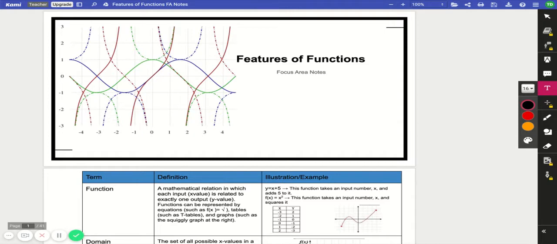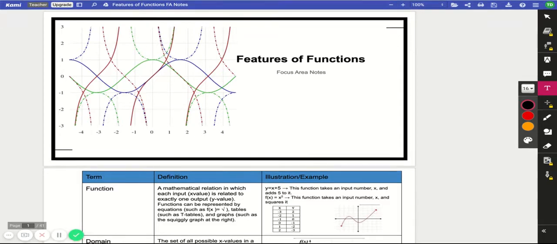Okay, so we are working on focus area called features of functions, and we'll get started on the intro to these notes.